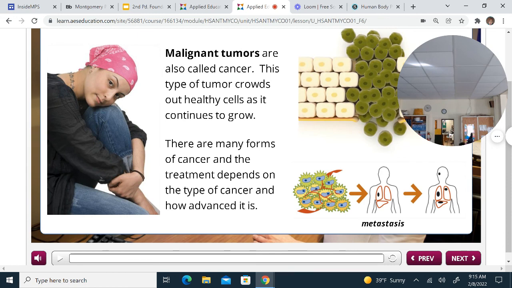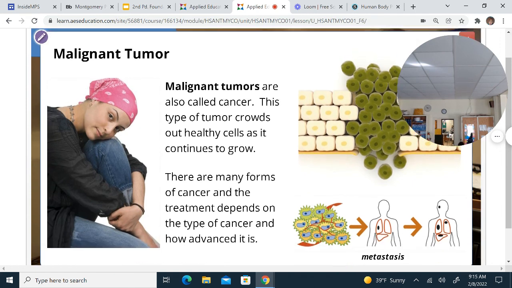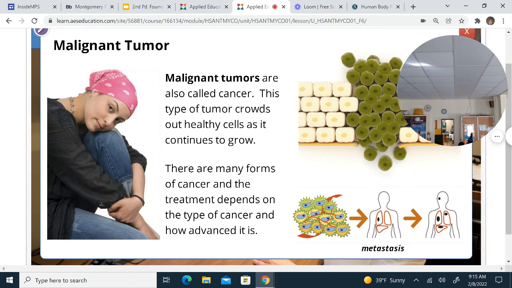So like here they have cells and you have this overgrowth here. And then they don't respond well to treatment and stuff. So it might do chemo, it might do radiation, it might give you some medicine to try to fix it. And if they can, they try to remove it.